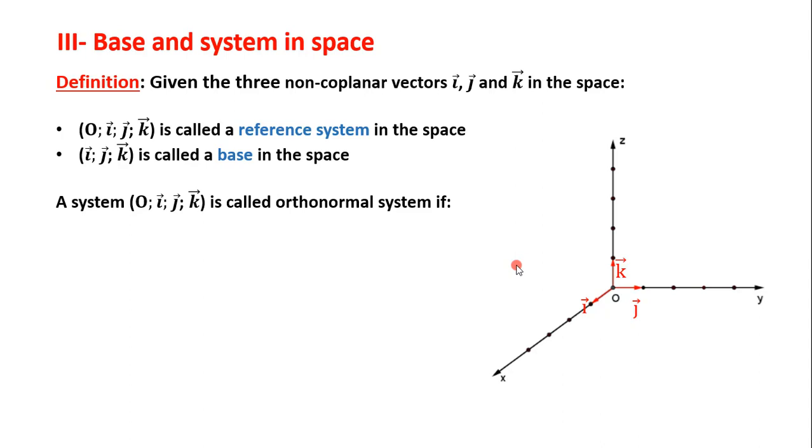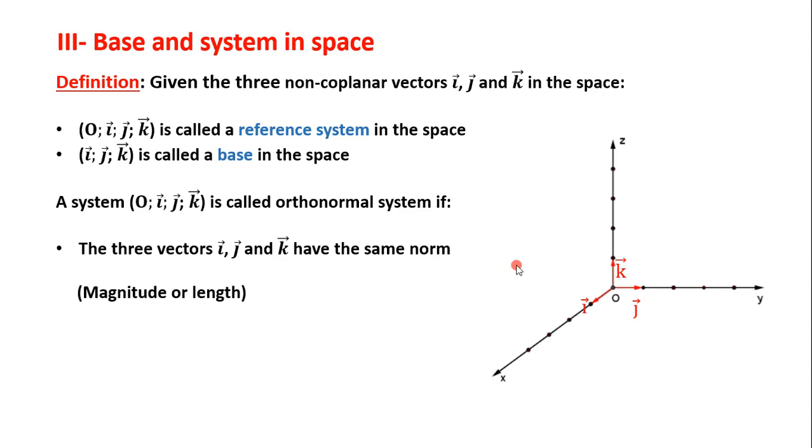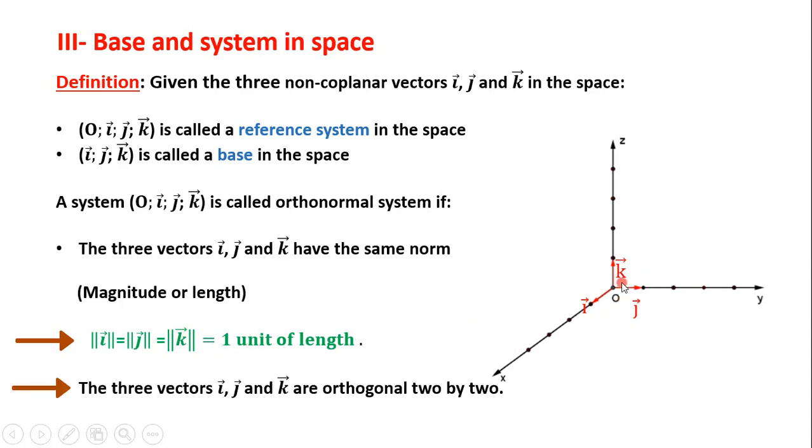A system OIJK is called an orthonormal system if the 3 vectors i, j, and k have the same norm, or we can say magnitude or length. So norm of i equal norm of j equal to norm of k equal to 1 unit of length, and the 3 vectors are orthogonal 2 by 2. That means vector i is orthogonal to vector j, which is orthogonal to vector k.